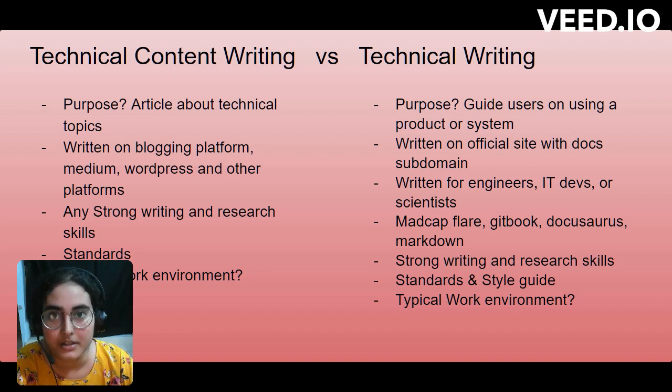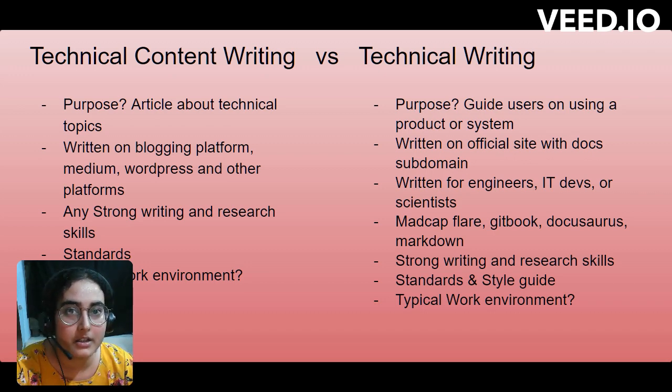Both technical content writing and technical writing require strong writing and research skills. When it comes to research, for technical content writing, you have to use other websites, blogs, any material that you can find online or in books. In the case of technical writing, since you're writing a tutorial on the product itself, your research will be conducting interviews with the subject matter experts, SMEs. So these people are the ones who built the product, the core team.